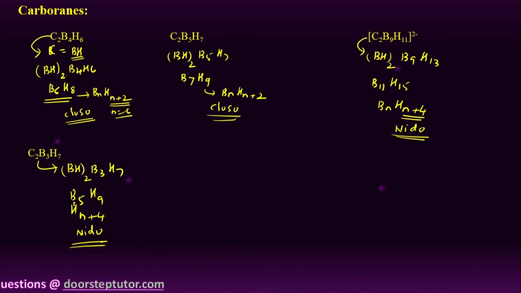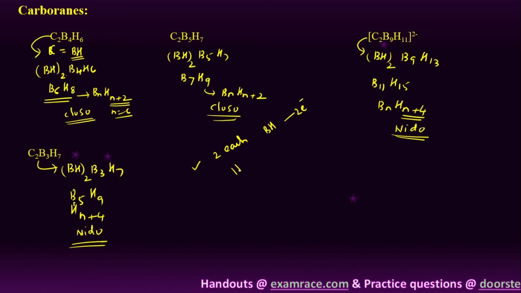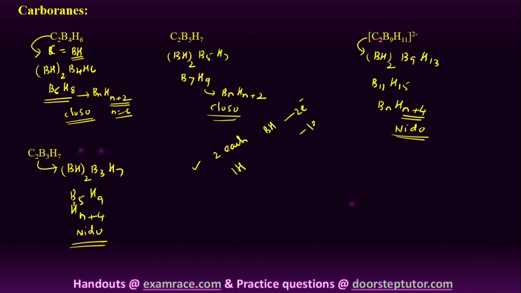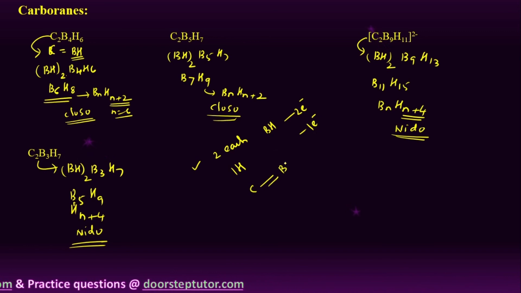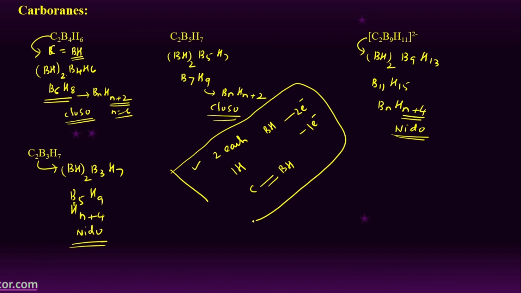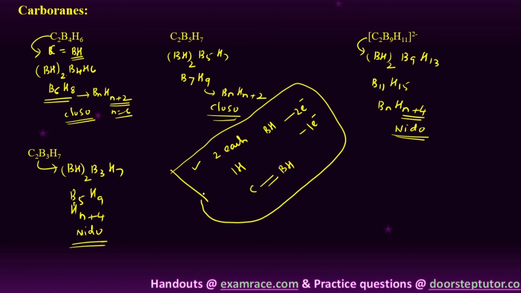Please remember, student, I'll explain one more time. Each BH unit contributes 2 electrons. One hydrogen atom contributes 1 electron, and one carbon is equal to 1 BH unit. Please remember these 3 points, and it is very easy to determine the structures of carboranes and boranes. So this is the topic, student.